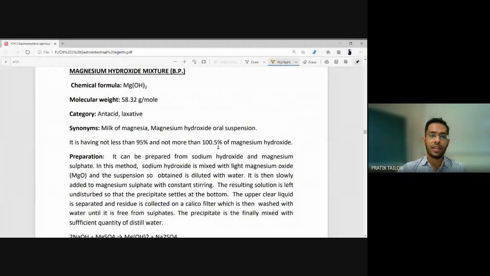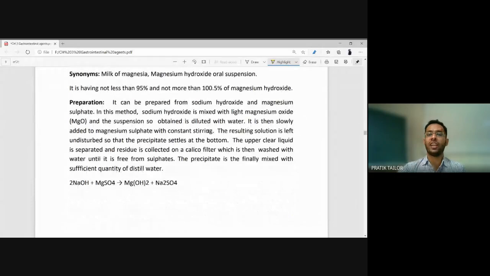So here you can see how we can prepare. Again, you are having a preparation similar to that of the aluminum hydroxide gel. You are having sodium hydroxide and magnesium sulfate. And what we need? We need magnesium hydroxide, okay, which will be mixed with the magnesium oxide to make the suspension.